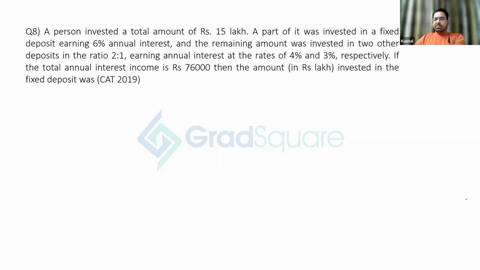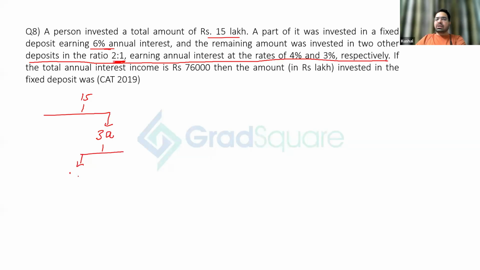Okay. Most of you have given me the correct answers. Let's look at this particular question. A person invests a total of 15 lakh rupees. A part of it was invested in a fixed deposit earning 6% annual interest, and the remaining amount was divided into two deposits of 2:1 earning annual interest of 4% and 3%. So basically this 15 lakh rupees has been divided into two parts, and further one of the parts is divided into 2:1. I believe that taking that part as 3A and then saying that this is 2A and 1A is going to help you while doing your calculations.